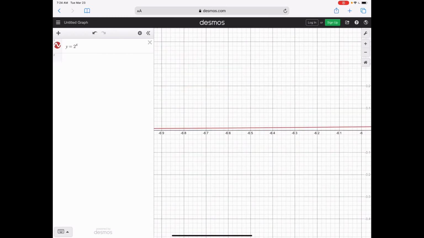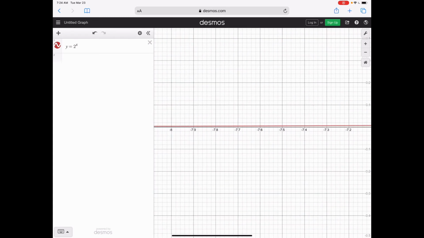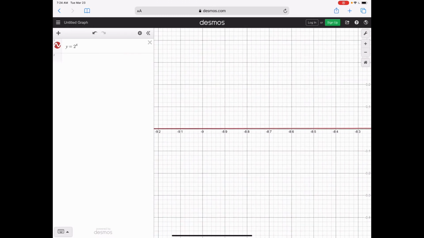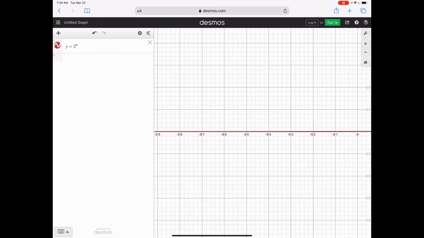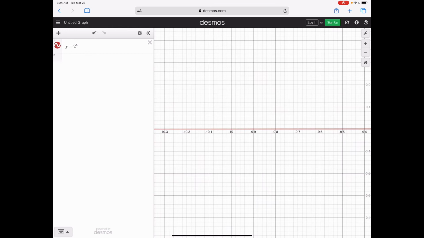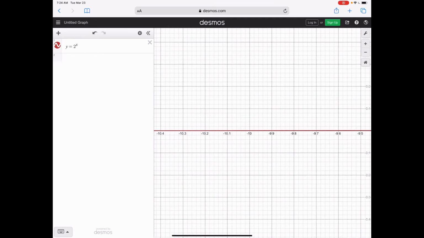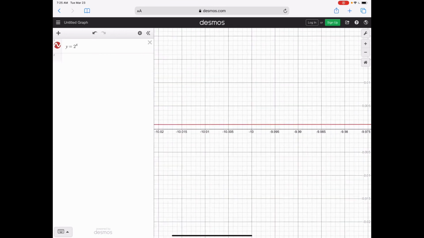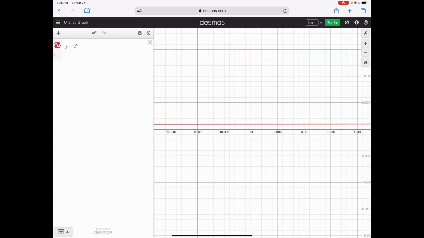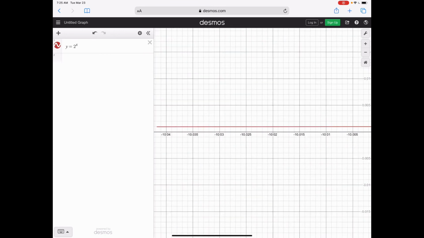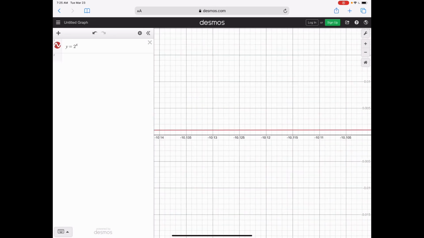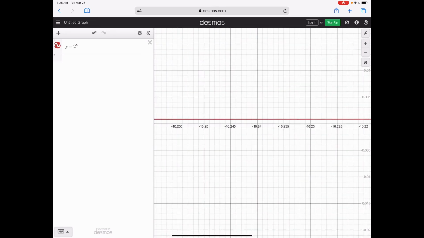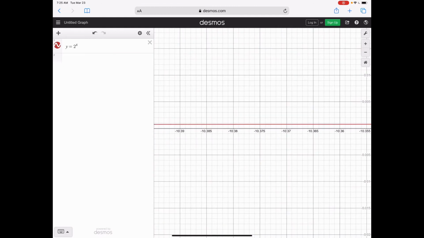So let's keep going to the left. And notice it is getting closer and closer and closer. And it finally looks like it touches the x-axis about probably around negative 10 or so. But again, once I zoom in closer, you can see it actually does not touch at negative 10. It's still higher than the x-axis at negative 10. But the further I get to the left, it does continue to get closer and closer.